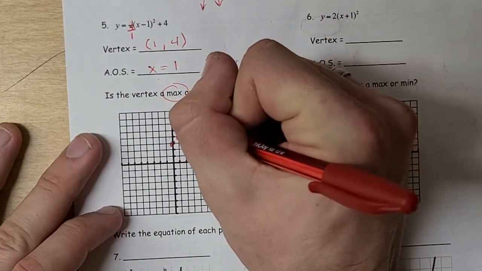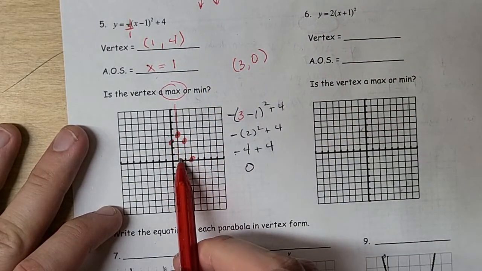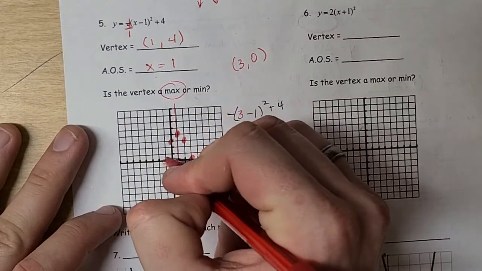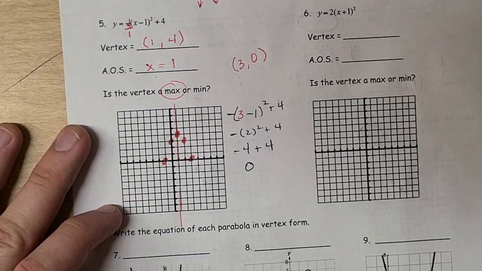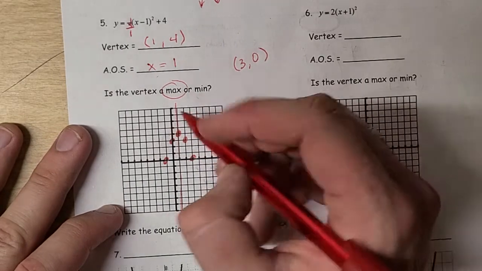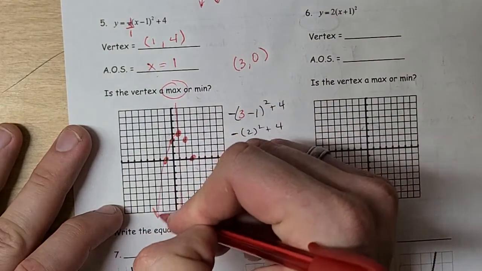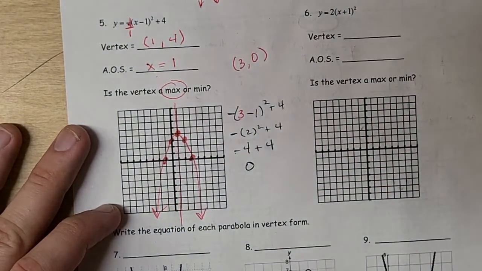And then I'm going to look at my axis of symmetry, and I'm going to mirror image it on the other side. 1, 2, 1, 2. Hey, look at that. Now I have 5 points instead of 3. I could do that again if I wanted to. I could find another x value and plug it in to find another y value, but I don't think we need to. And there we go.